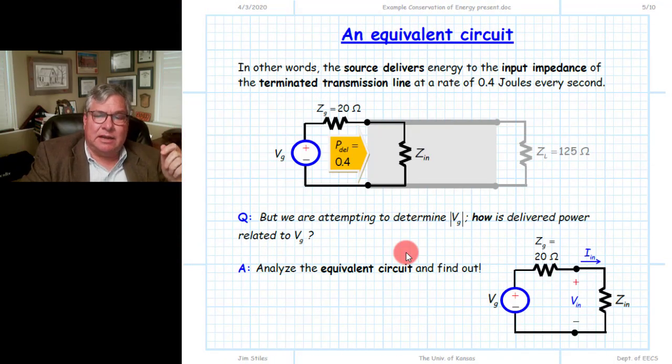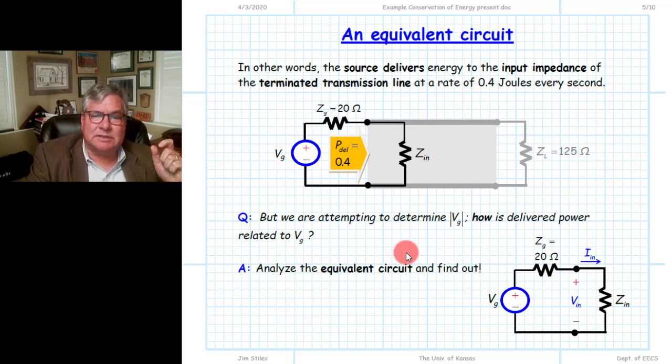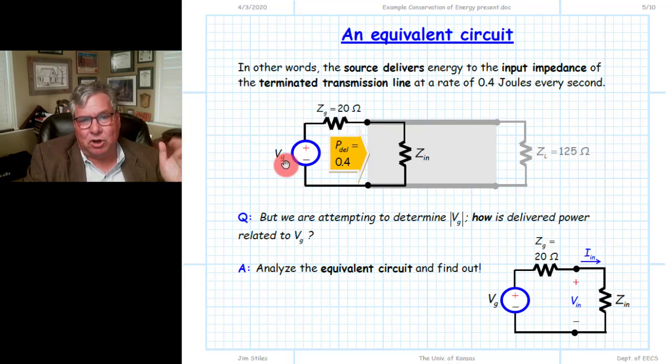So here is probably the most difficult part of the problem, or at least the most difficult conceptually. We know what the power now being delivered by the source is. We know the rate at which the source is delivering power. But what we want to know is the magnitude of the open circuit voltage of that source. If I know that the source delivers power at a rate of 400 millijoules per second, and I know its source impedance, how can I determine the value or the magnitude of VG?